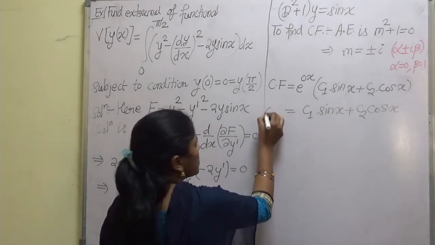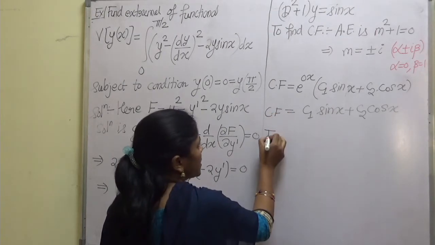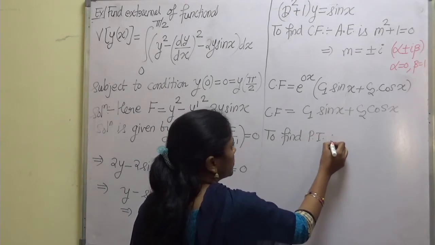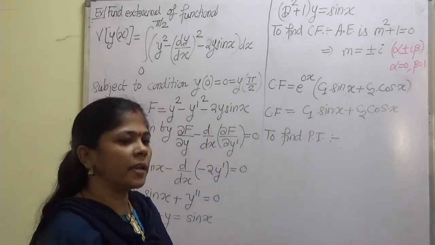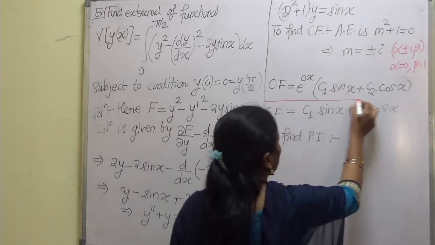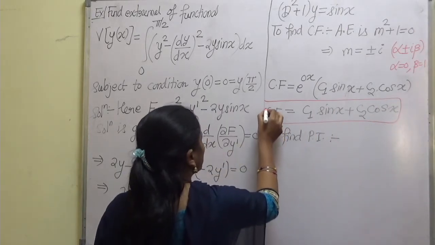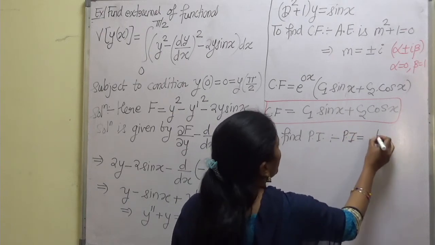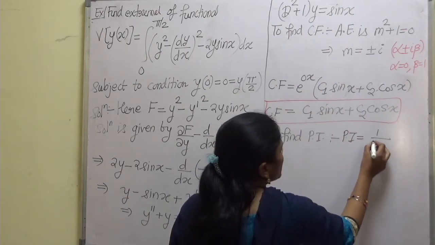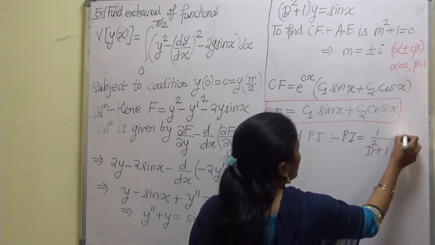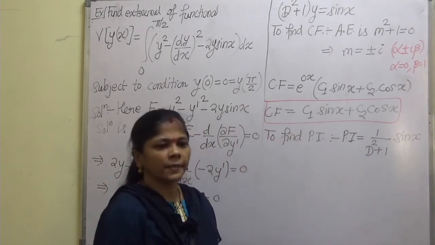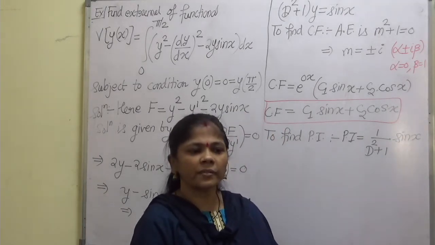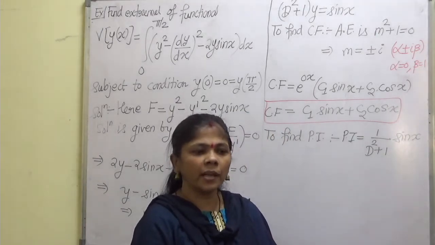Okay, so this is a complementary function. Now let us find the particular integral. So the particular integral is 1 upon the operator, that is D square plus 1, operating on sin x. Now as this is a trigonometric function, case 2 of the particular integral is applicable.